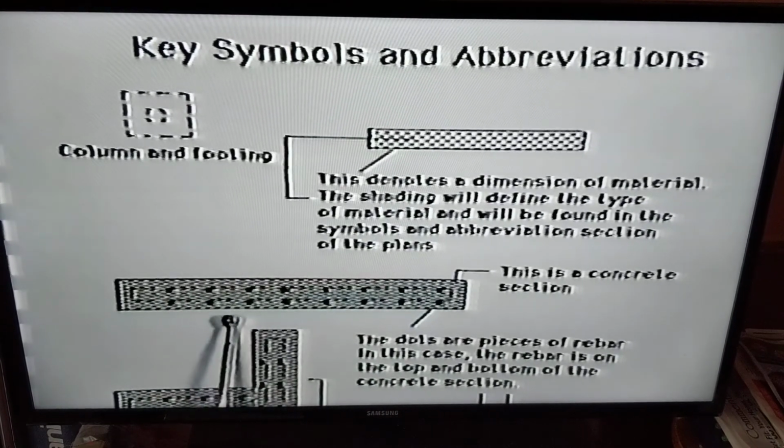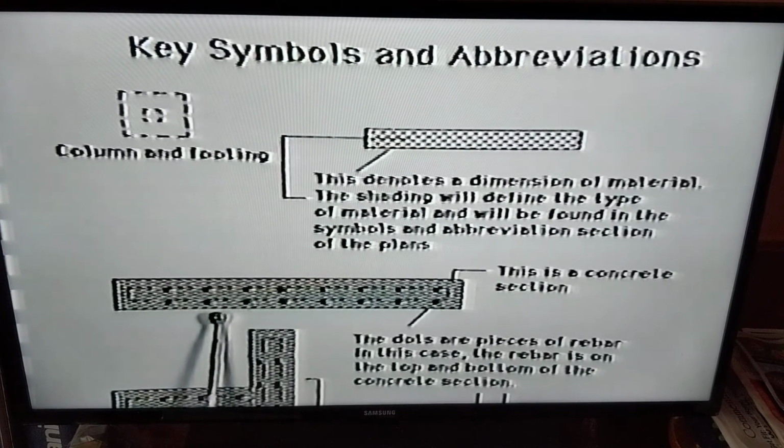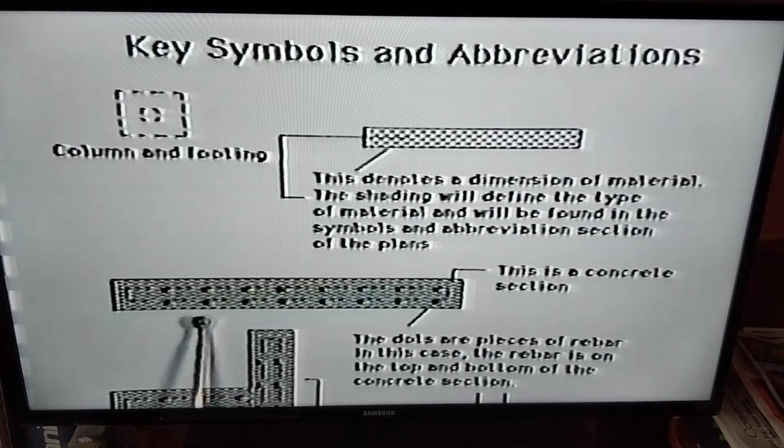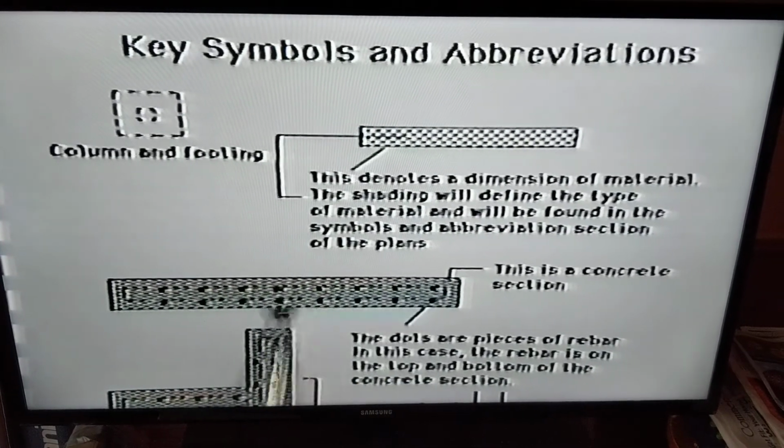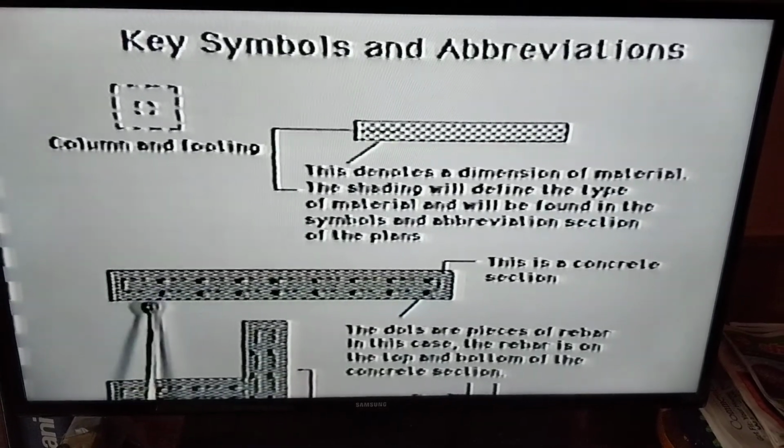Here we have a cross-section of a concrete slab, perhaps. It's got a lot of rebar in it. These little dots are pieces of rebar that's layering in this.